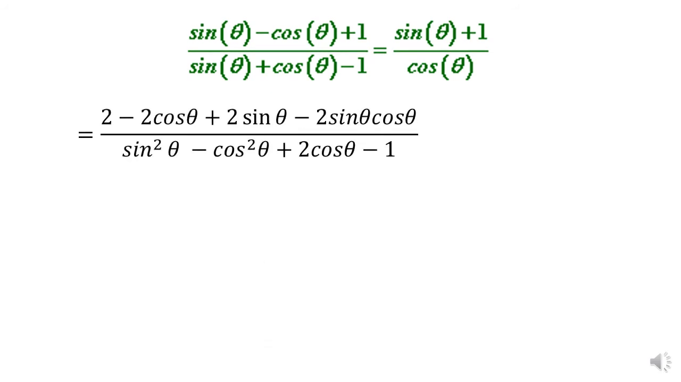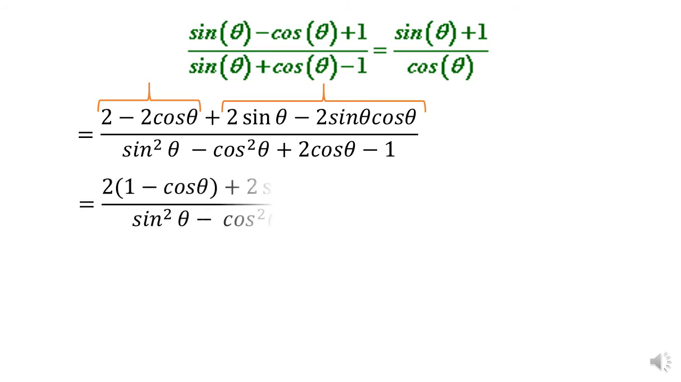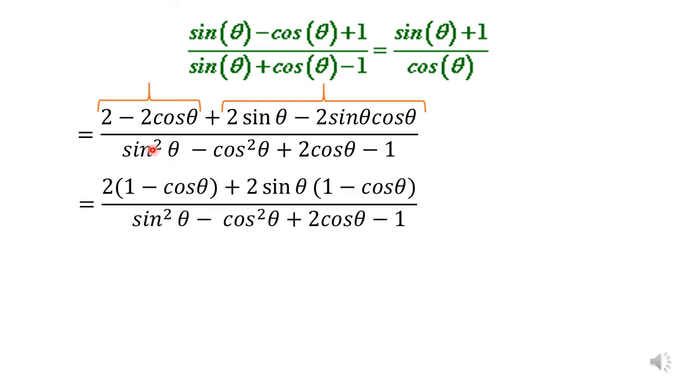Ito yung ating expression. Okay? So, notice that we can group this and this one. Okay? So, to come up with this. This has a common factor of 2. This has a common factor of 2 sine theta. Okay? So, yung group na to magiging 2 times 1 minus cosine theta, while this group has 2 sine theta times 1 minus cosine theta.